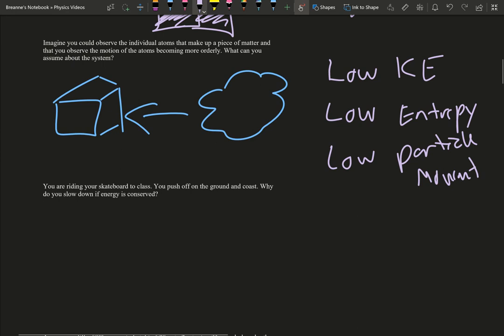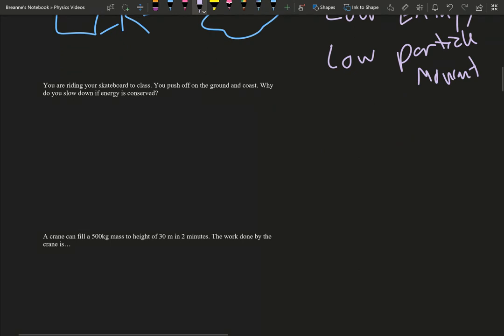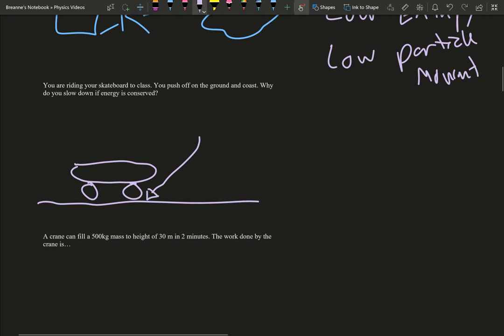So you are skateboarding to class. You push off the ground and coast. Why do you slow down if energy is conserved? So let's take a look at the skateboard itself. Your skateboard wheels are touching the ground. So we're in a real world example. Between the ground and your wheels, there's something called friction. That friction is what's slowing you down.